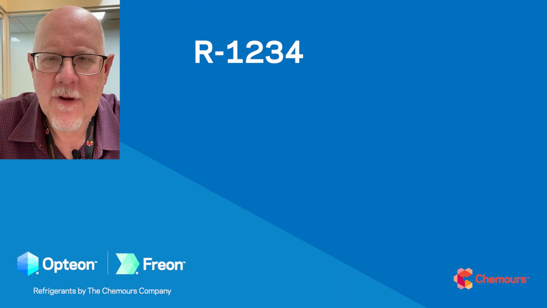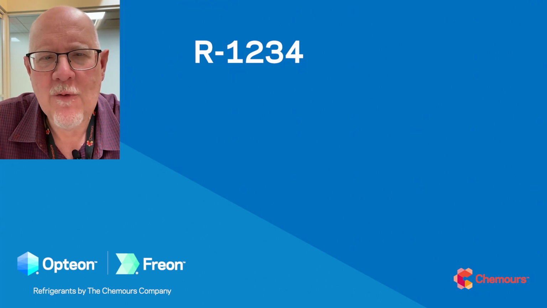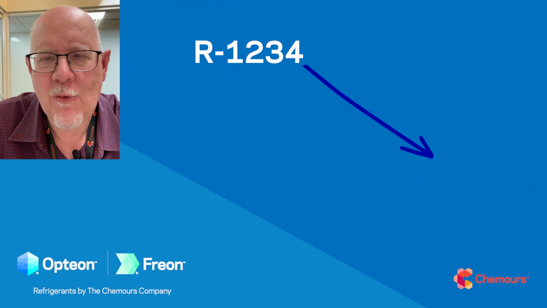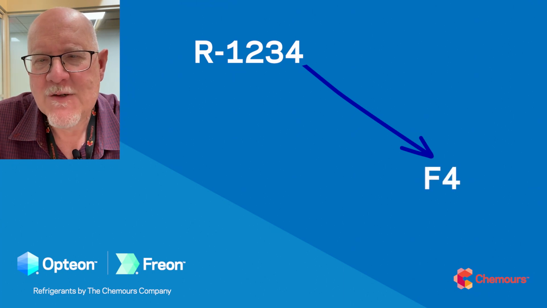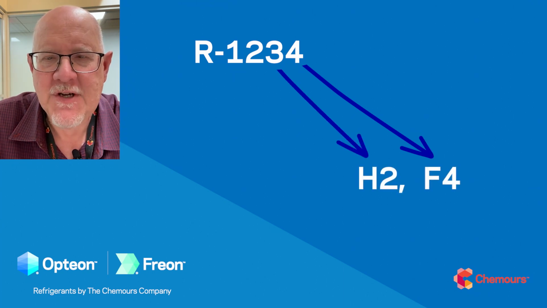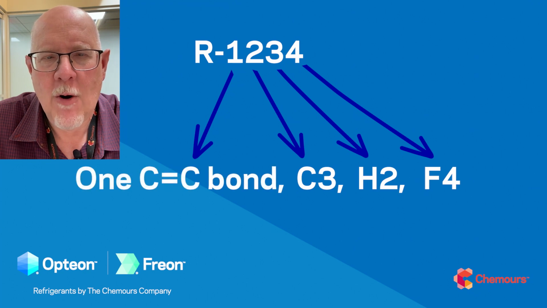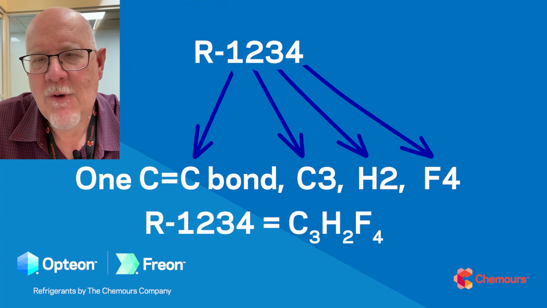Going back to the old original HFC numbering system, we know that the digits give us the chemical formula. So reading from right to left, we have a 4, that's the number of fluorines in the molecule. A 3 is one more than the number of hydrogens, so we have H2. The third digit from the right is one less than the number of carbons, so that's a 2. That means we have 3 carbons, and finally one olefinic bond, or one carbon-carbon double bond. So that gives us our formula, C3H2F4.